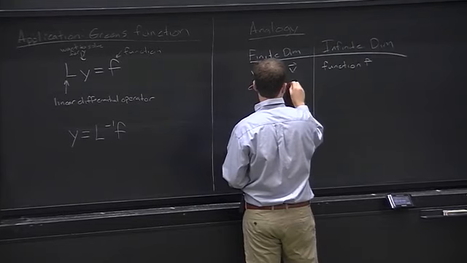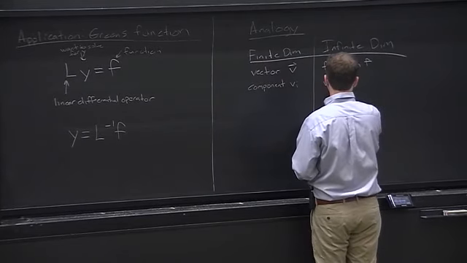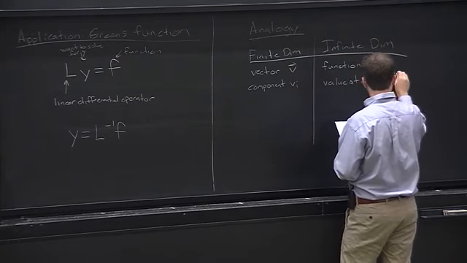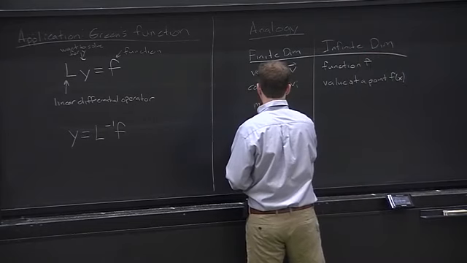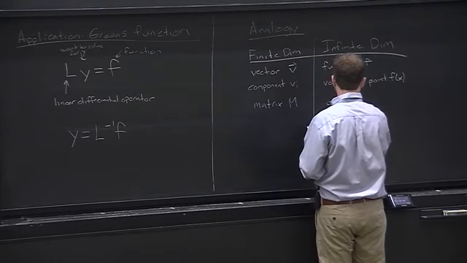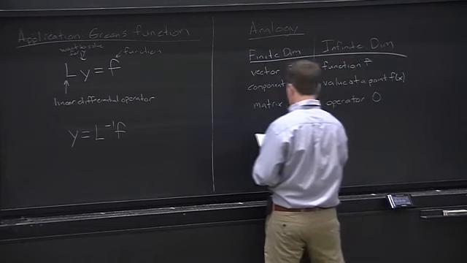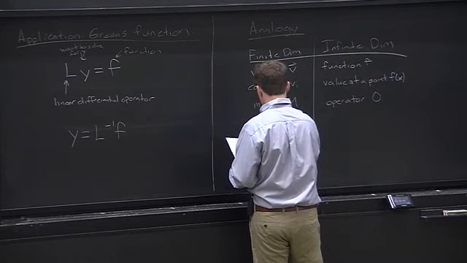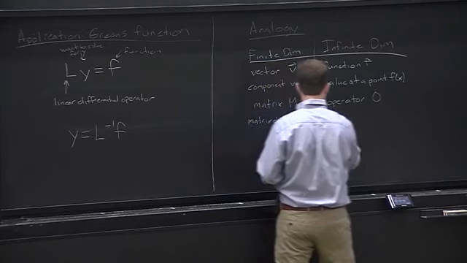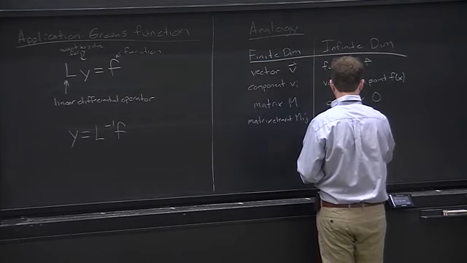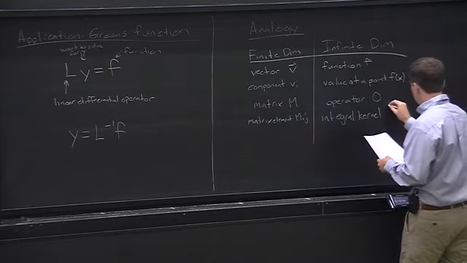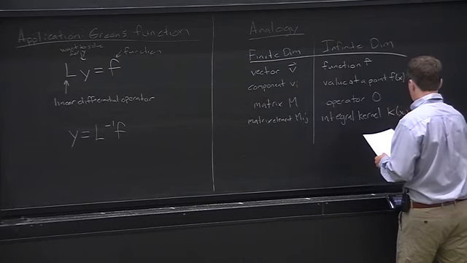Component vi is analogous to the value at a point. A matrix M is analogous to an operator O. Matrix element Mij is analogous to what's known as the integral kernel, and this may not be as familiar to you as some of the other things. So let me elaborate a little bit more on this point.